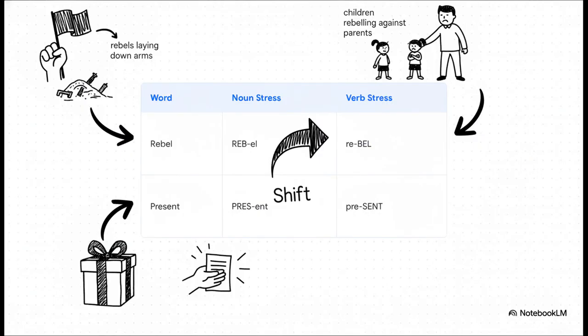And this brilliantly illustrates exactly why stress is so vital. Take the word spelled R-E-B-E-L. If you put the stress on the first syllable, you get rebel, which is a noun, like the rebels laid down their arms. But if you just shift that tiny stress mark to the second syllable, it becomes rebel, which is a verb, like children rebel against their parents. The exact same thing happens with present, the noun, and present, the verb. The entire meaning and part of speech shift, literally just by moving the stress. It's a real game changer.